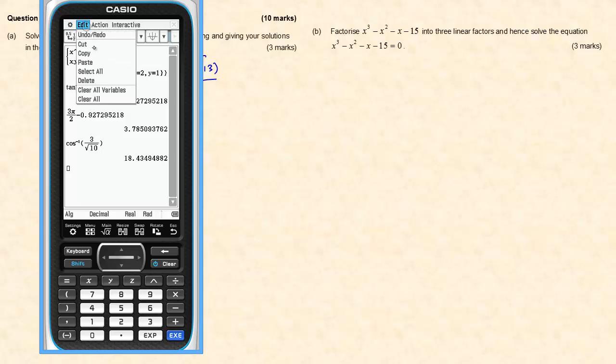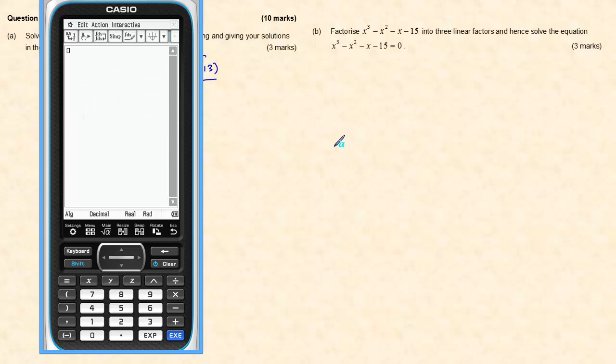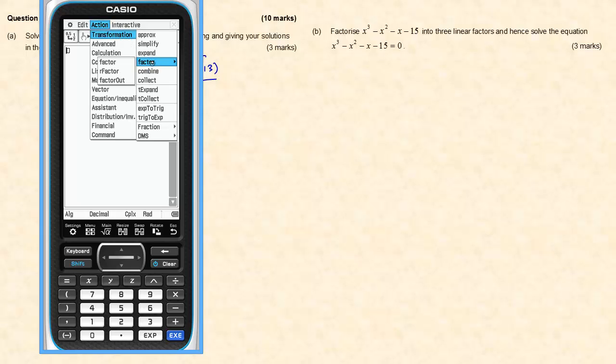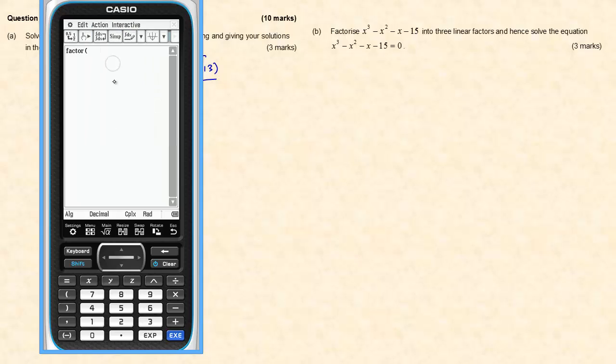So let's go to main, let's just clear everything. And what I'm going to do is change from real into complex mode here. Action, transformation, factor, and then I'm going to put in this thing. So x cubed minus x squared minus x minus 15.